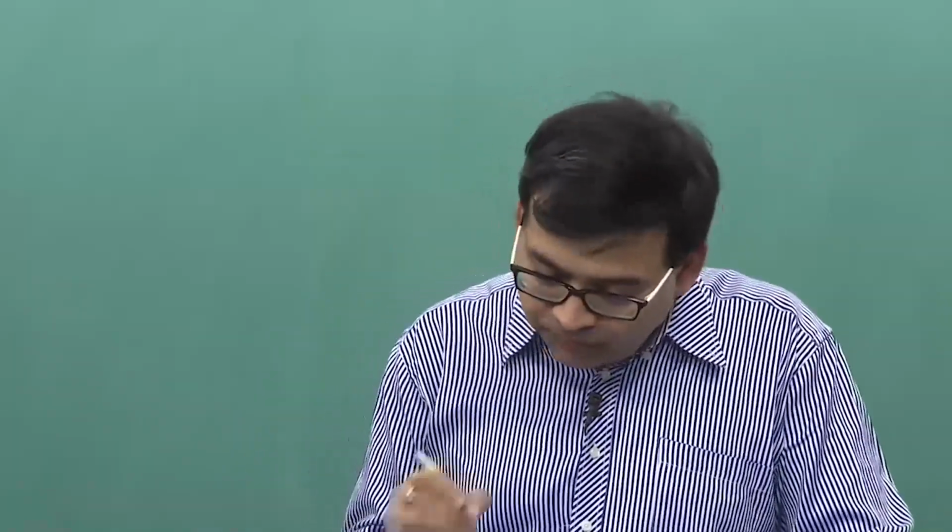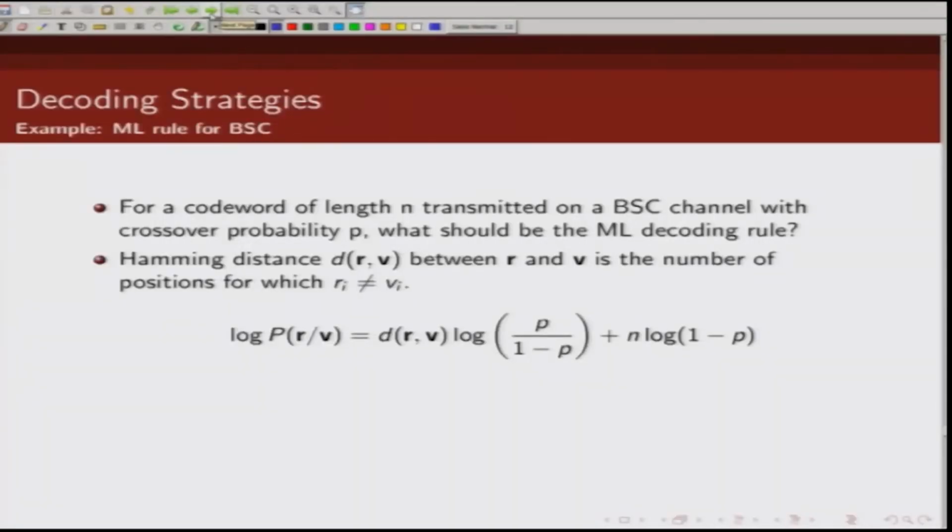So, how do I solve it? As we just saw in the previous slide, for a maximum likelihood decoder we have to maximize probability of R given V, which is equivalent to maximizing log of probability of R given V. So, let us try to compute the log of probability of R given V. Before I calculate it, let me introduce another term, which is called Hamming distance.